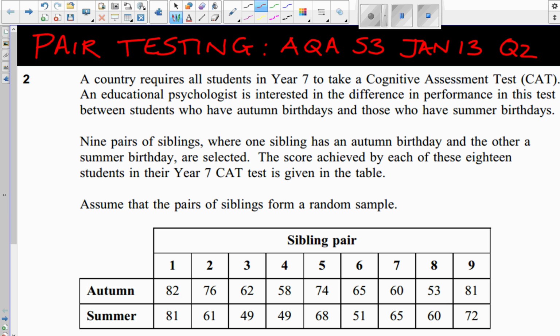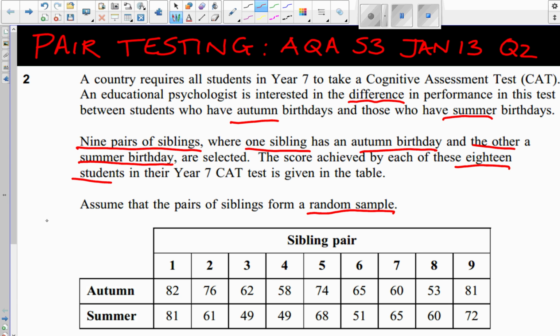A country requires all students in year 7 to take a cognitive assessment test, CAT. An educational psychologist is interested in the difference in performance in the test between students who have autumn birthdays and those who have summer birthdays. 9 pairs of siblings where one sibling has an autumn birthday and the other has a summer birthday are selected. The scores achieved by each of the 18 students in their Year 7 CATs is given in the table below.